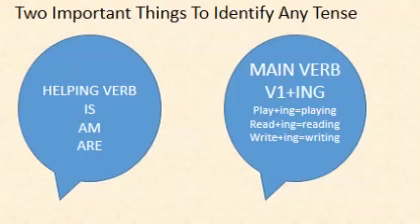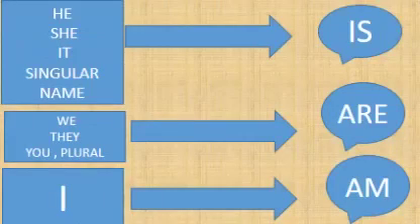These two things are the most important part of tenses, because if we know these two things, we can identify any tense. So students, in my last slide, I told you about the helping verb and main verb of the present continuous tense. Now in this slide, I am going to tell you where we can use these helping verbs. So: is, am, are.